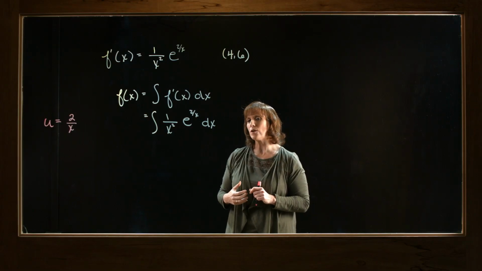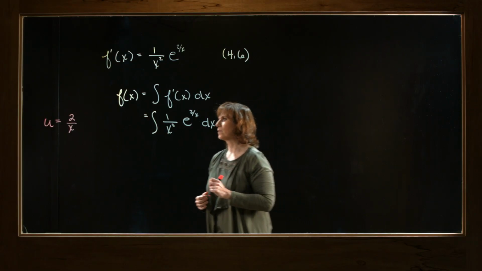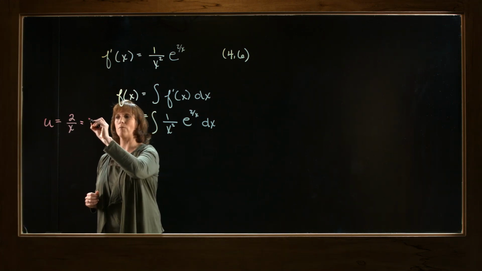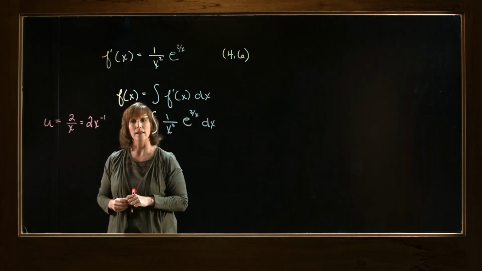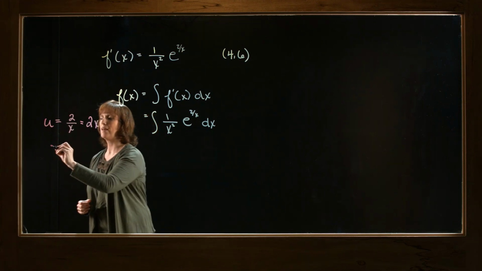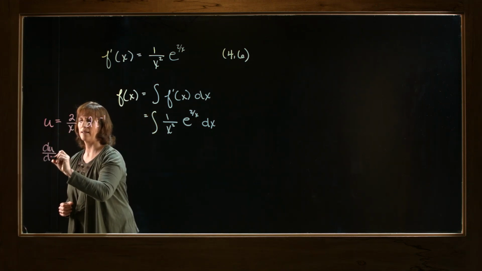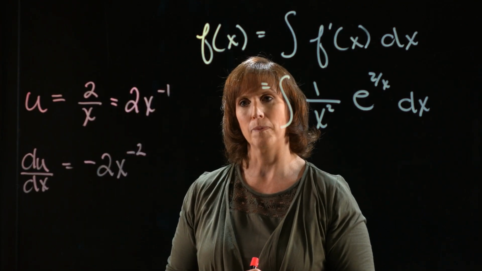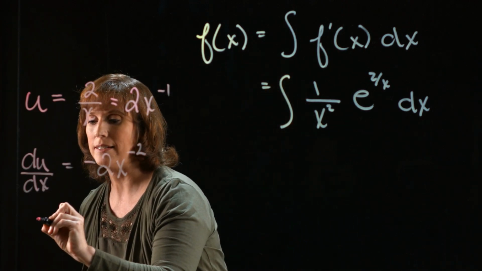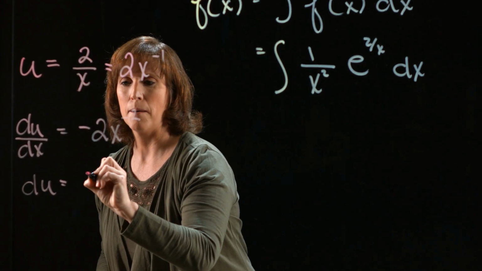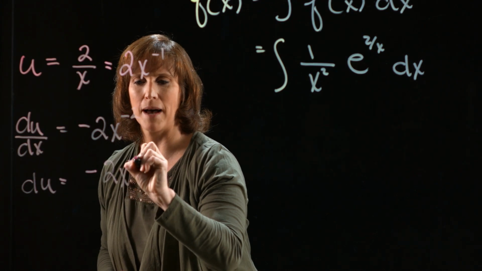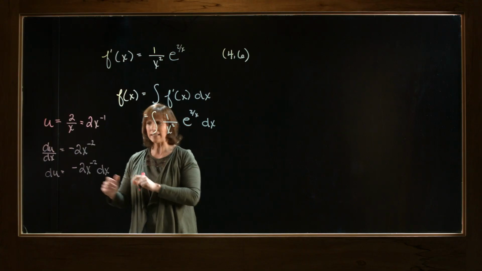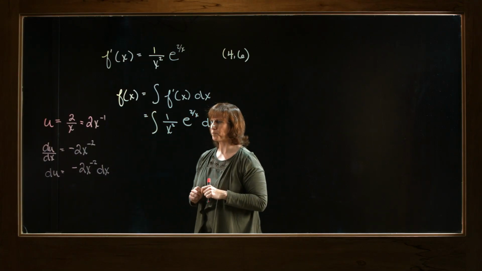So let's see if I can find a relationship between du and dx. Well, I think the first thing I'm going to do is rewrite this in just a little bit. I'm going to write this as 2x to the minus 1. It's going to make differentiation a little easier. du dx then is going to be a minus 2x to the minus 2 power. And then I can write du as minus 2x to the minus 2 times dx. Now, let's see if this helps in my problem.